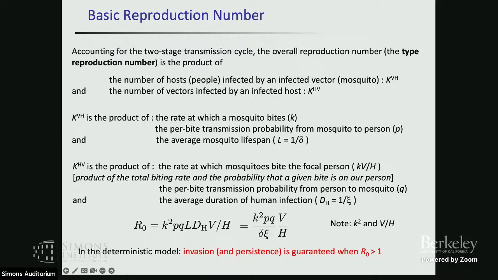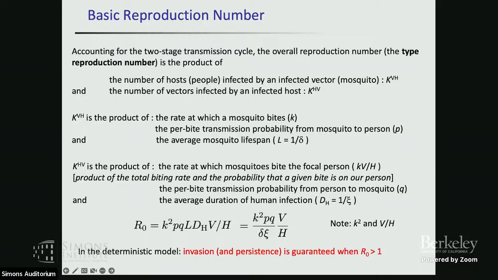Two things to note here. The reproduction number involves the square of the biting rate, because one transmission cycle involves 2 bites. And it involves the ratio of the number of mosquitoes to the number of people. And that enters because of that asymmetry in the transmission term. So this is the story from the simple model. So I guess back in the 50s and 60s, that's pretty much where the story ended.